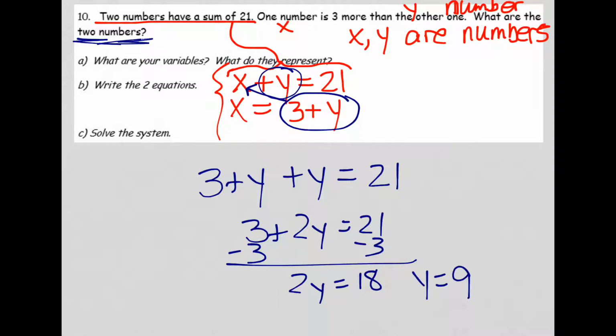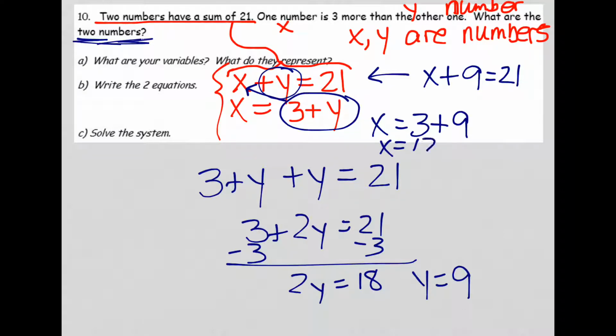Let's go back to our 2 equations. We know that they have a sum of 21, so 9, there we go. X plus 9 must equal 21. Or we also learned that X is 3 more than Y, which we just found out was 9. And so it must be 12. X must be 12. Does that make sense in this other equation? If this was 12 and we added 9, would we get 21? You betcha, we would. So the two numbers are 9 and 12.